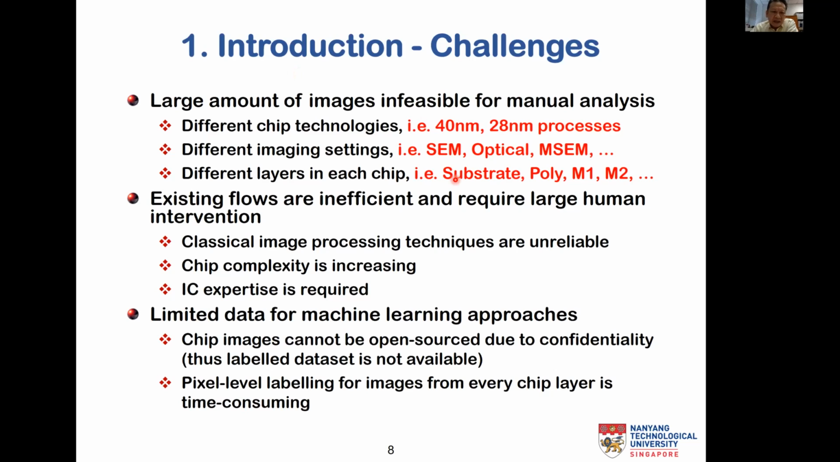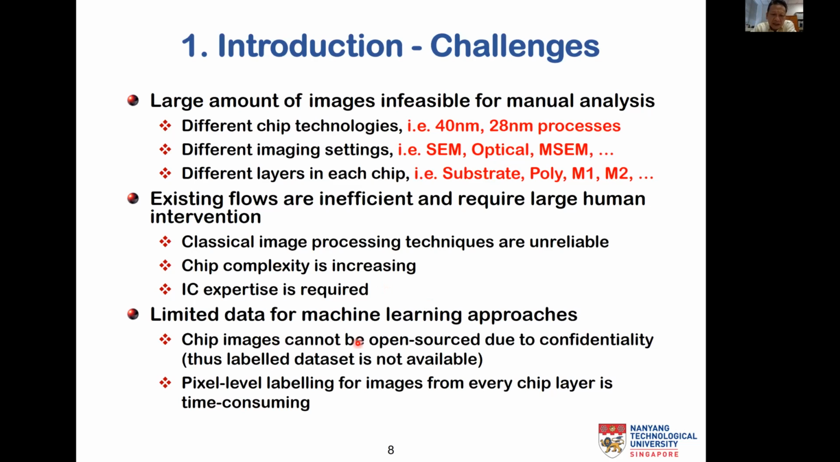Second is that the existing flows are inefficient and require large human intervention. For example, the classical image processing techniques are not very reliable. The accuracy is very low, which I'll explain to you later. The chip complexity is increasing, and it is going to be a big problem for us. And also, we require IC expertise. And IC expertise is very expensive, as you know.